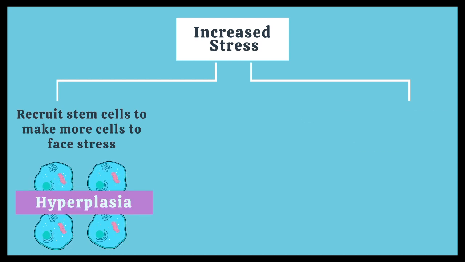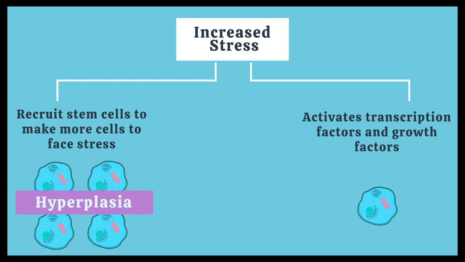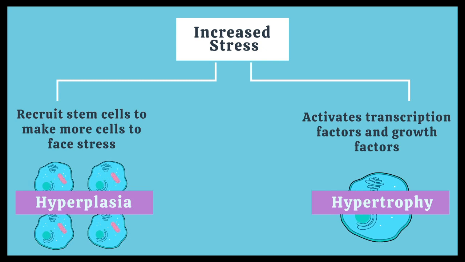So in summary, hyperplasia recruits stem cells to undergo cell division and increase in cell number, and hypertrophy just enhances synthesis via transcription factors and growth factors to just get bigger. Even though we describe these processes as two separate ones, oftentimes they do occur together.